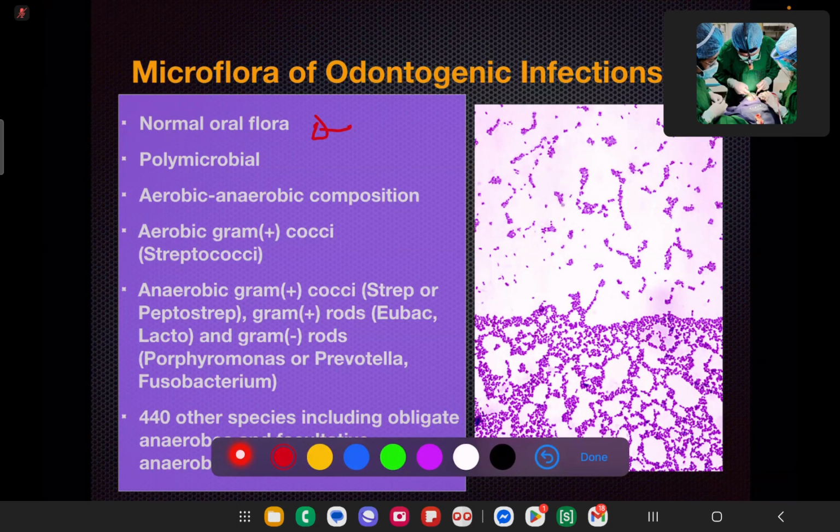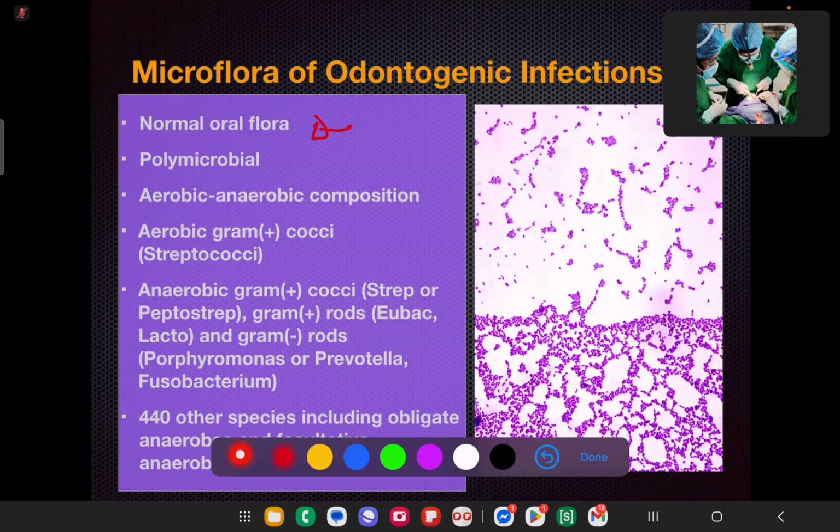Next, there would be an anaerobic composition. It means that there would be aerobic strains and anaerobic strains. Commonly, it's an aerobic gram-positive cocci, if it's streptococci, which is commonly pulpal. And of course, if it's periodontal in nature, it could be anaerobic gram-positive cocci, strep, peptostrep, and of course gram-negative rods such as your Porphyromonas, Prevotella, and Fusobacterium.